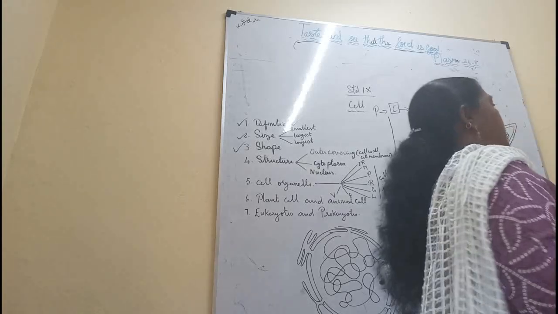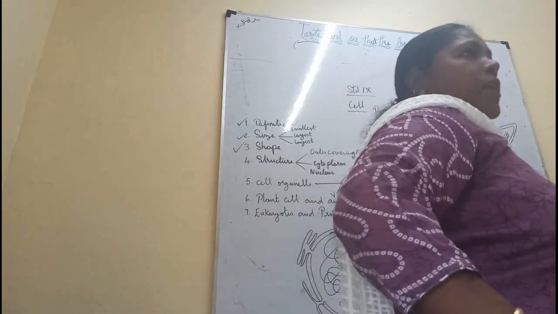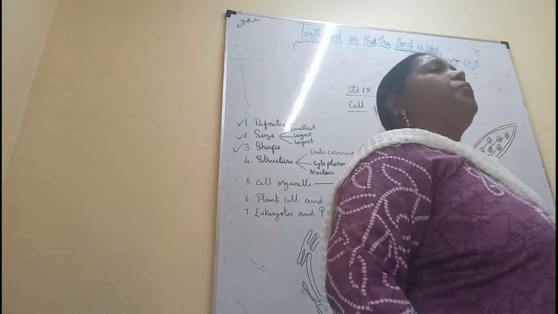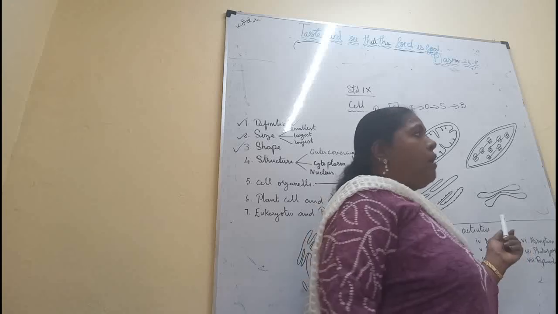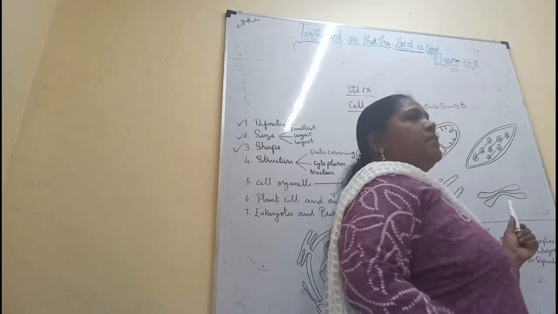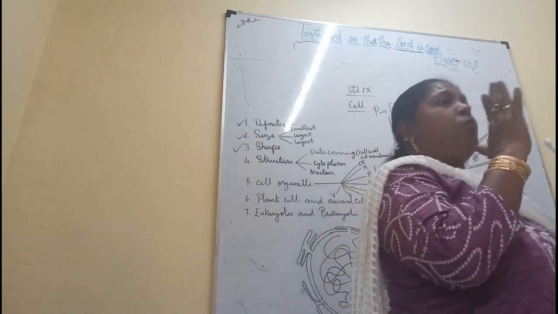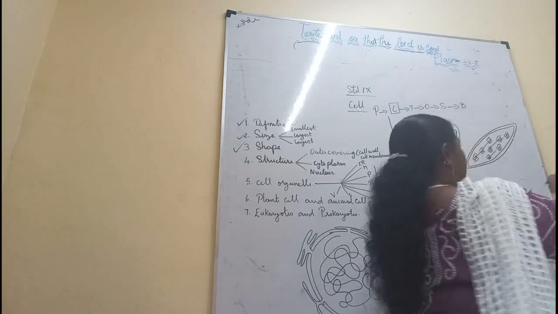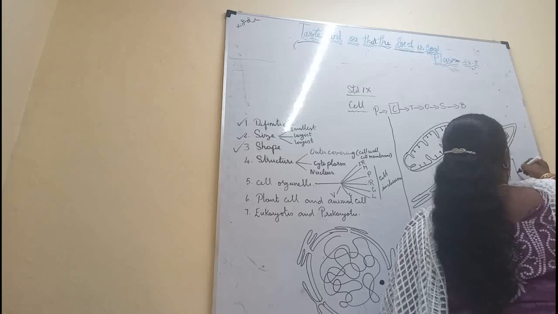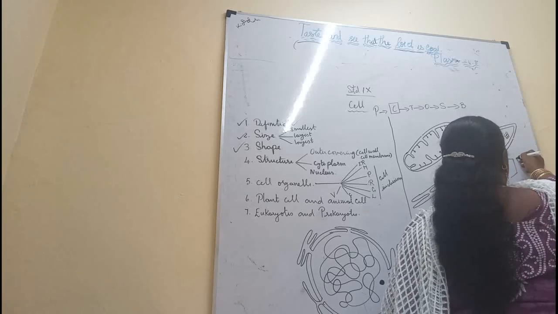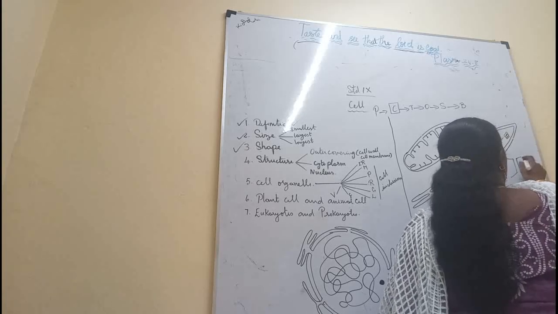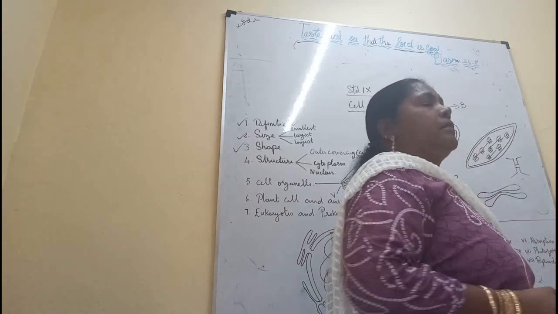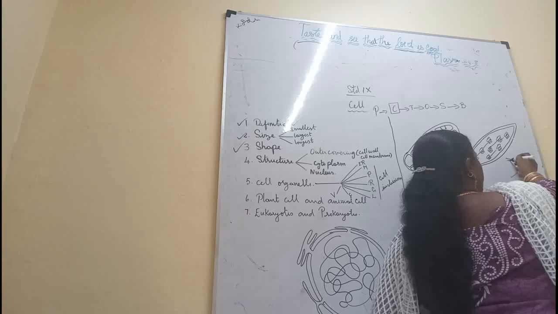The cell wall of the plant cell is made up of cellulose. Next, the cell membrane is made up of protein and lipids. And in the plant cell, the cell wall of one cell is connected with the cell wall of another cell with a short tube, the plasmodesmata.